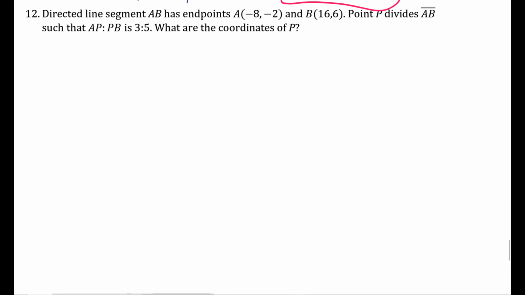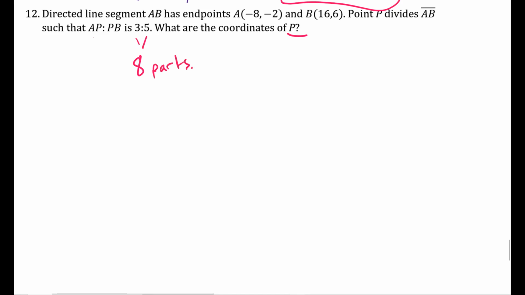For number 12, with directed line segment AB that has endpoints -8, -2, and 16, 6, we need to find a point P that divides AB such that AP to PB is 3 to 5. So we want to find some sort of point P that breaks this into a ratio of 3 to 5, which means that the whole line segment is broken up into 3 plus 5, or 8 parts.